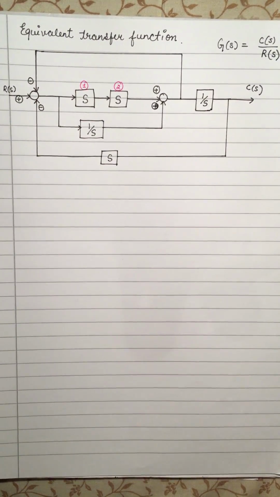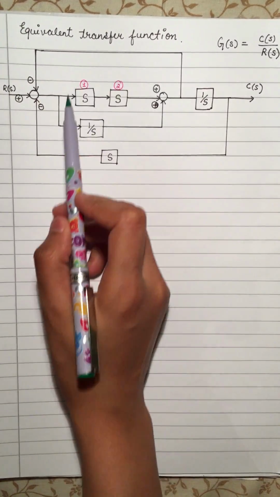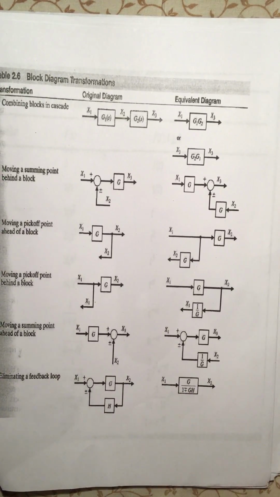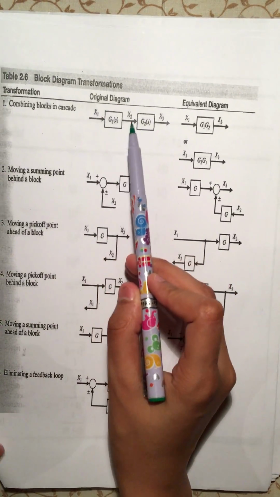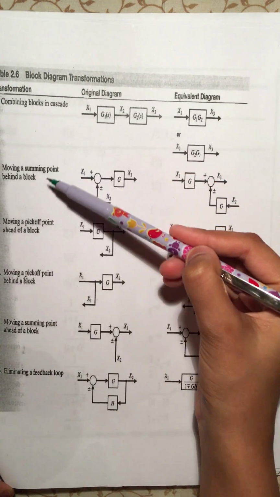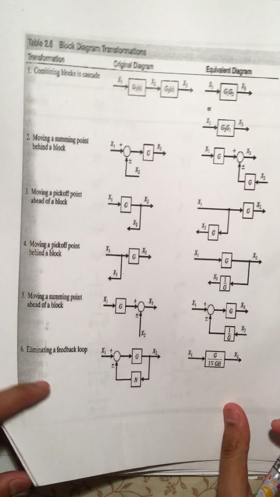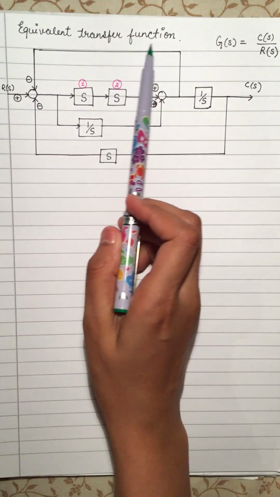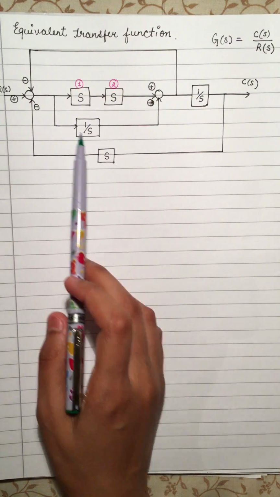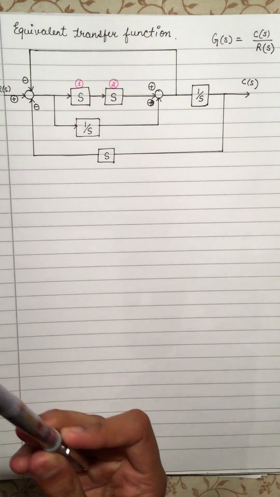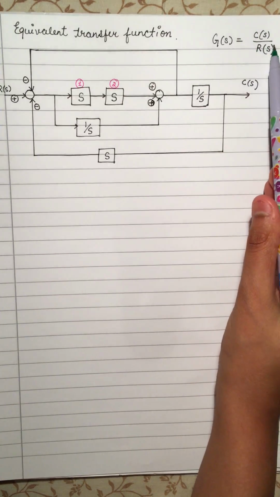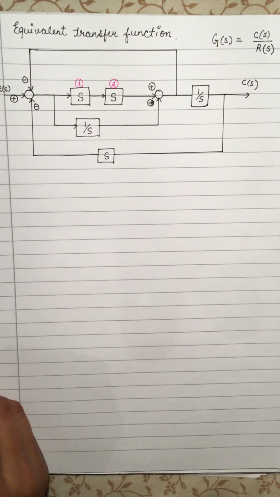Here we will learn about how to find a transfer function using a diagram. For this we will need this table. This one is from the original diagram. You have to make an equivalent diagram like this by following some rules, and then you find an equivalent transfer function. Like here we got this transfer function. Now we have to make it into one transfer function, that is G(s), which will be output divided by input. So let's start.